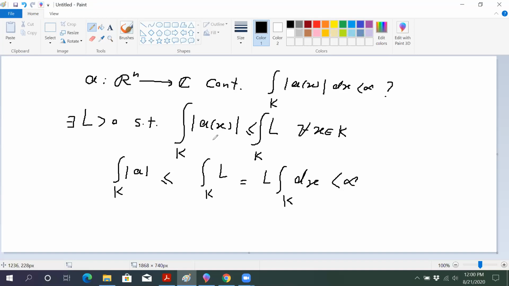So f is bounded on K, you just integrate on both sides. And this equals L times the integral of 1 dx, and this is finite, because this means the Lebesgue measure of the compact set K. So you can see every continuous function is locally integrable, but the converse is not true. Not every locally integrable function is continuous.